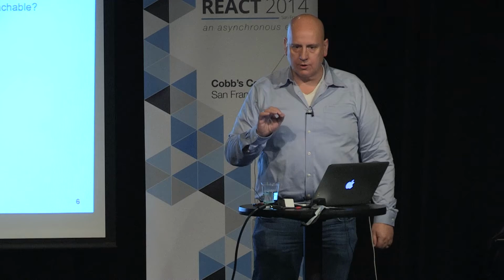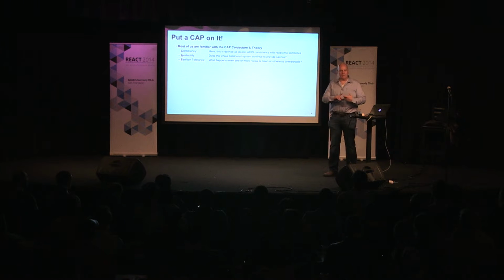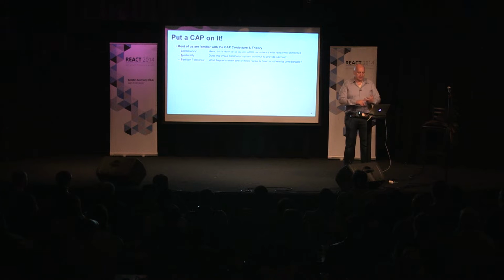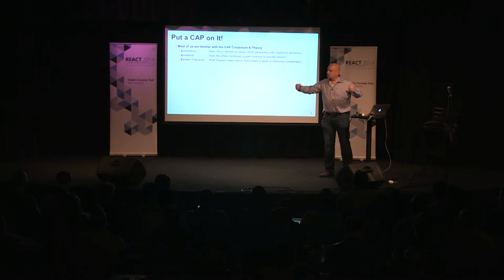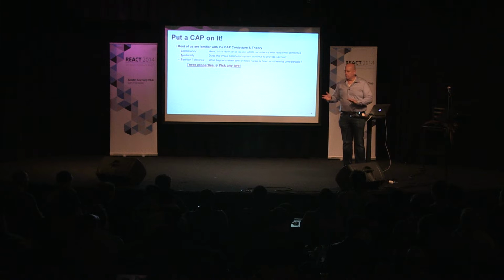Put a cap on it. Most of us are familiar with the CAP conjecture followed by the CAP theorem. Consistency, availability, partition tolerance. Consistency is defined as classic ACID consistency. How do I party on top of a database? Availability, does the whole distributed system continue? Partition tolerance, what happens when either multiple systems cannot talk to each other or some of them are down? They end up looking the same. And so the CAP conjecture, in theory, says there are 3 properties, pick 2. You can only have 2 of the 3 at one time.